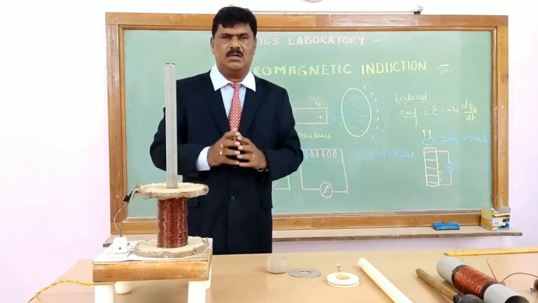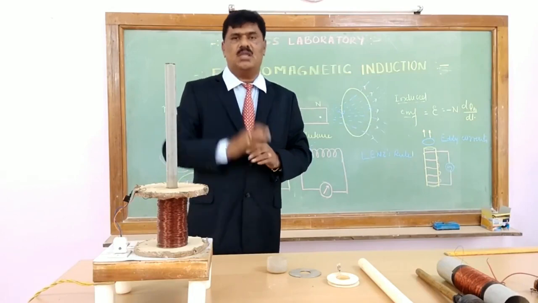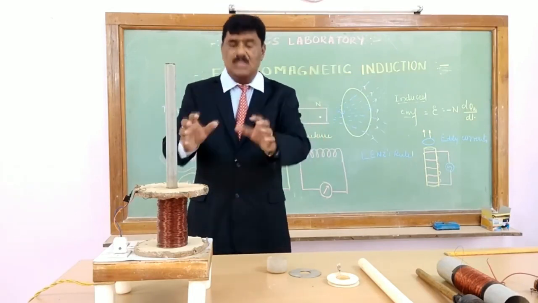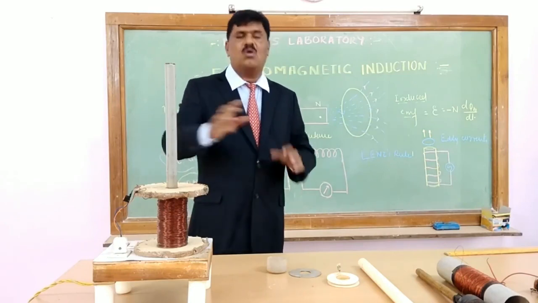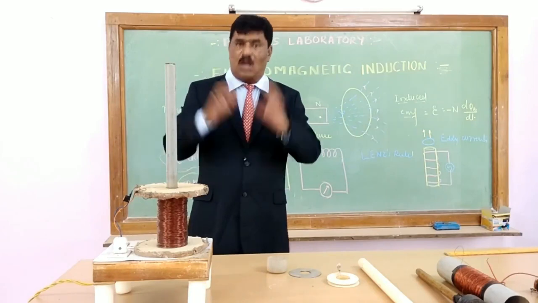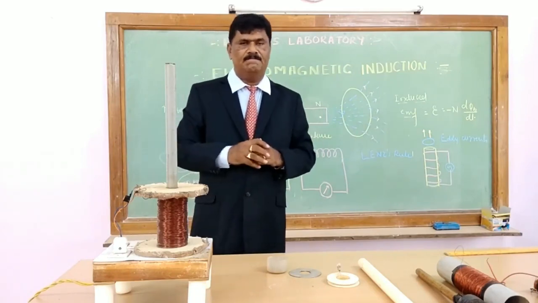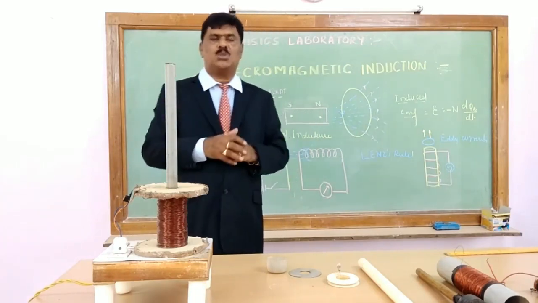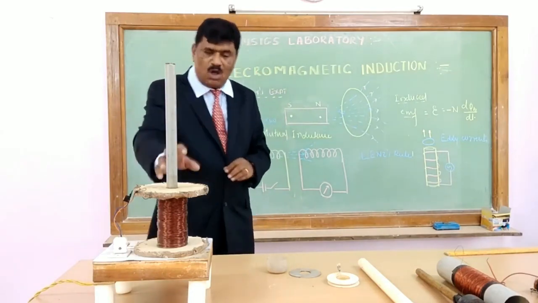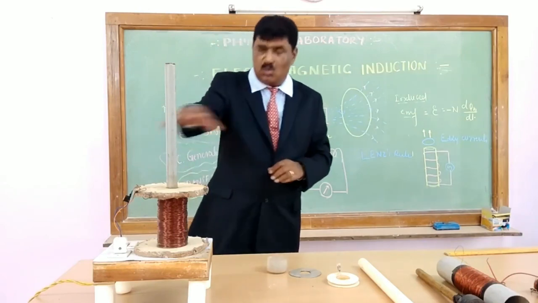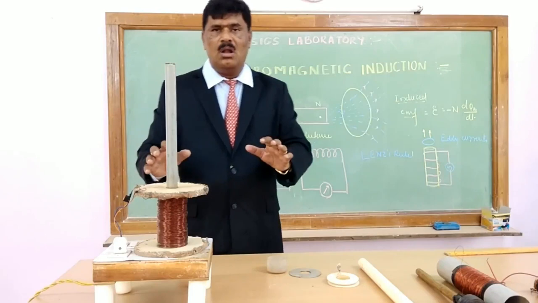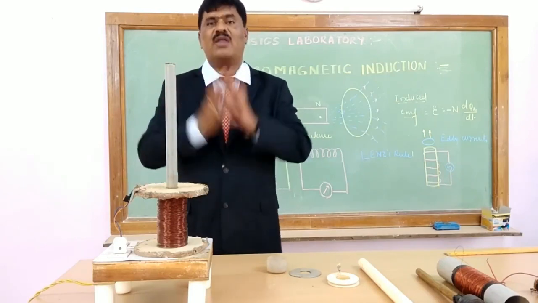And we know very well that whenever current flows through a conductor, a magnetic field will be there around it. Since the type of current flowing in the coil is AC, an alternating current, which always reverses its direction and changes its magnitude continuously, there is a changing magnetic field around it. Right now it has produced a changing magnetic field.